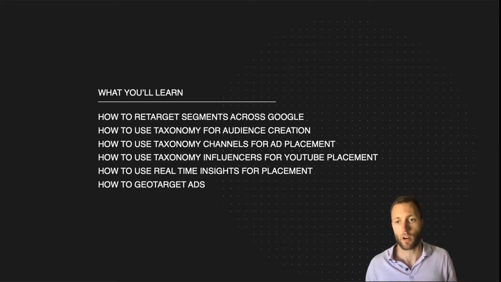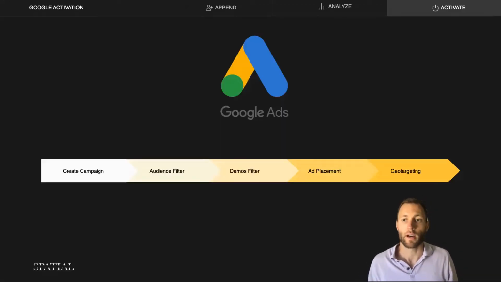First thing is how to retarget your segments across the Google ecosystem. How do you use the taxonomy for audience creation, where you want to place your ads, the influencer YouTube accounts you want to place your ads, and how you use real-time insights for ad activation, and finally, how to geo-target your ads. Let's talk about the Google ecosystem for a second.